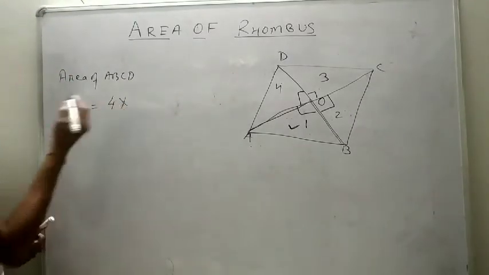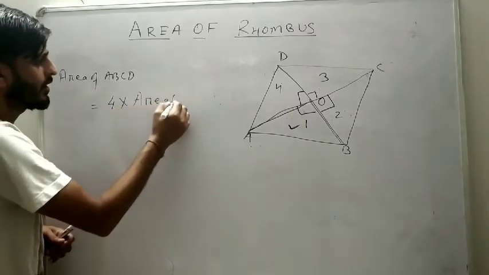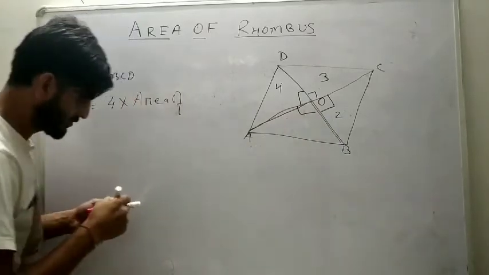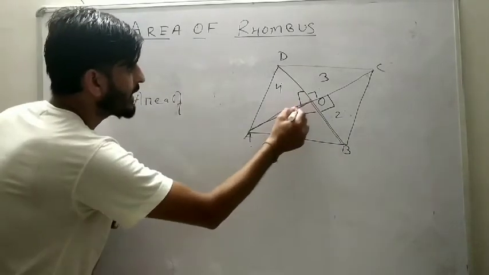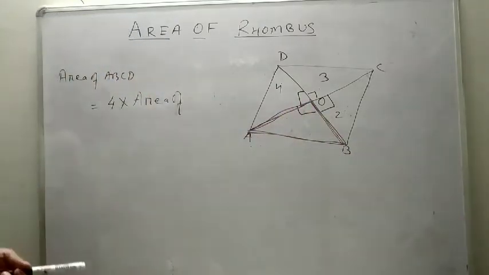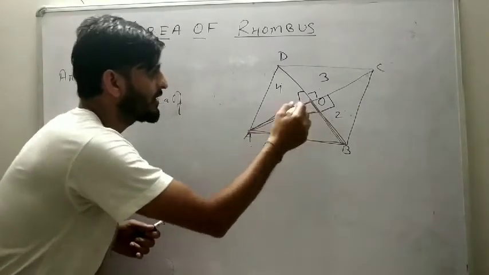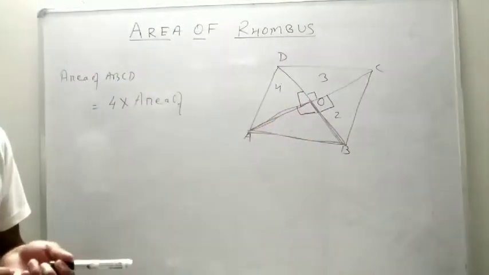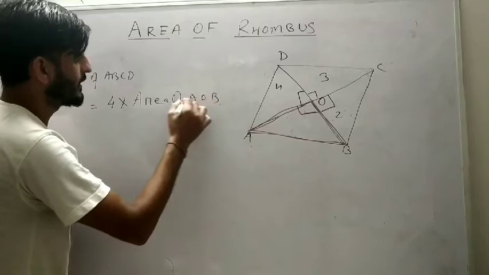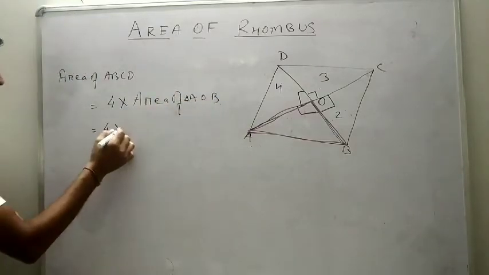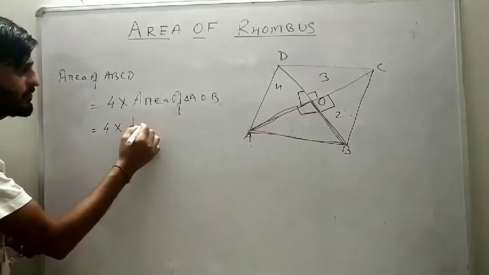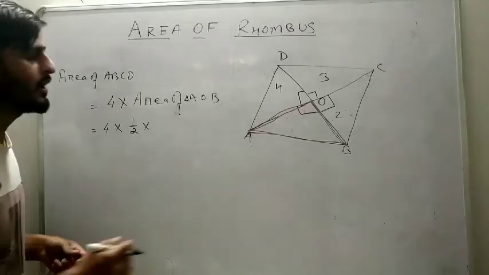So what is the formula then? 4 times the area of any one triangle that you take. We will take triangle number 1. Why are we taking only one triangle? Because the diagonals of a rhombus bisect each other at 90 degrees, and all four triangles that are formed are congruent to each other. So 4 multiplied by the area of triangle AOB. What is the area of triangle AOB? It is half into base, and the altitude is the perpendicular.